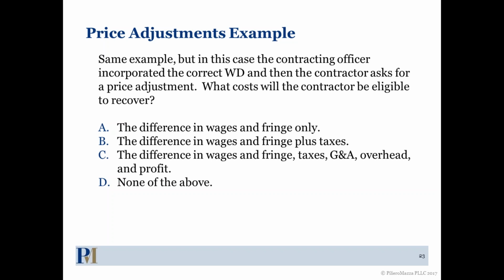We see this all the time, so don't think it happens rarely. It happens very, very frequently. Now, going forward from option year to option year, you would be in the B group, only wages and fringes plus taxes, because the SCA would already be in your contract.